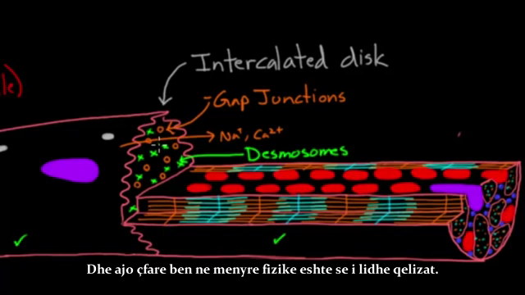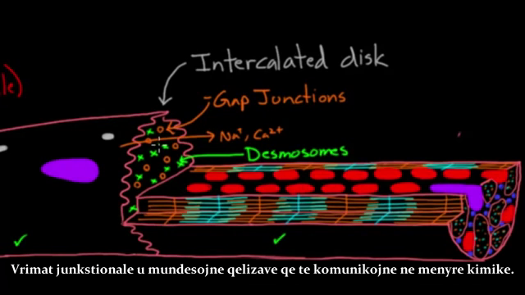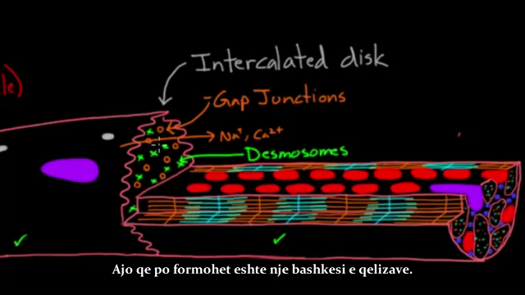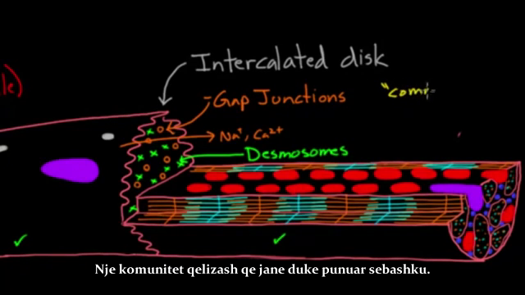And what this physically does is attaches the cells. The gap junctions allow the cells to kind of chemically communicate. So what we're creating literally is a community of cells, right? Like a community of cells that are working together.